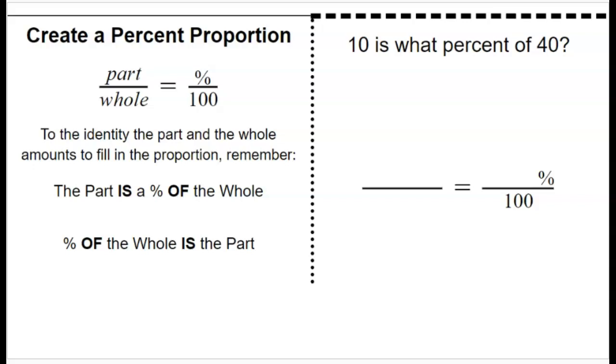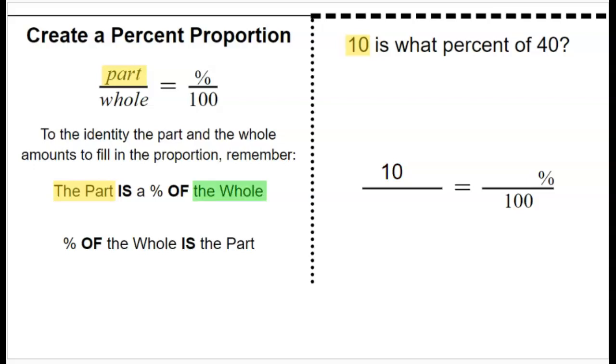Remember that the part is a percent of the whole, and the percent of the whole is the part. So when you have a question that asks what percent of 40, or 10 is what percent of 40, you can match it up with these sentences to know where everything goes. So the part is 10 because both of those are before the word is, and we fill it into the top of our first fraction. So 10 goes in the top left of our proportion.